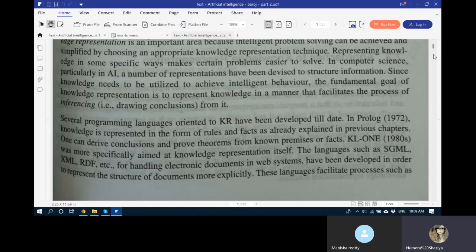Essentially, knowledge is represented in the form of rules and facts. And one can derive conclusions and prove theorems from known premises or facts. If you know the facts, you can derive new conclusions, and also you can prove theorems based on the facts.